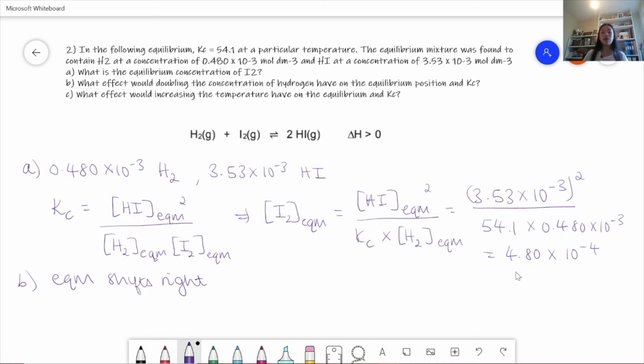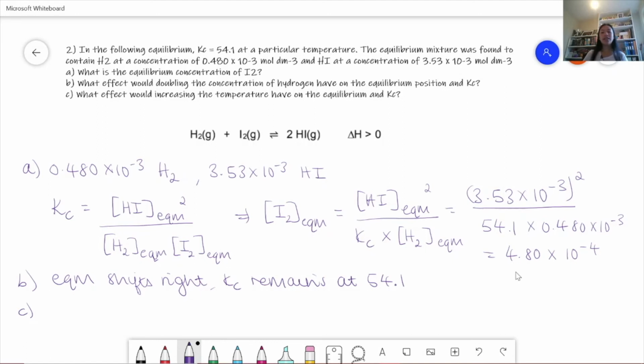And the thing to remember about Kc is that it is not affected by concentration. So the Kc remains at 54.1. For C, what effect would increasing the temperature have on the equilibrium and Kc?